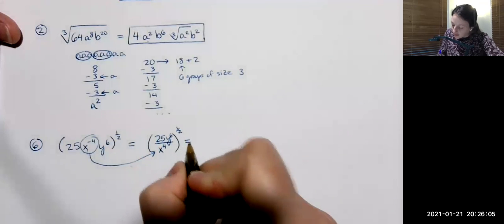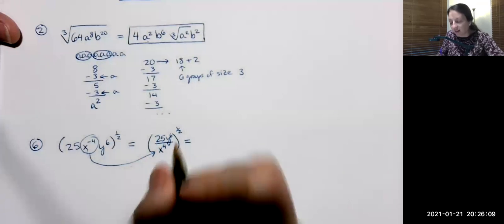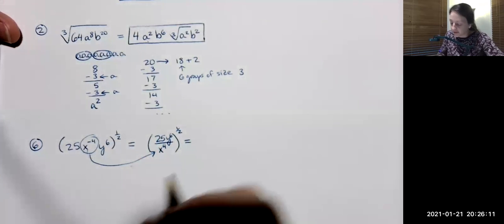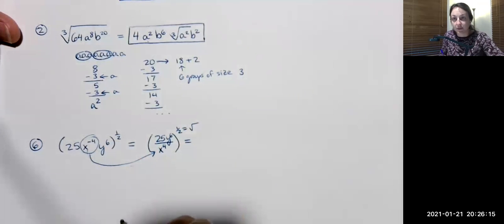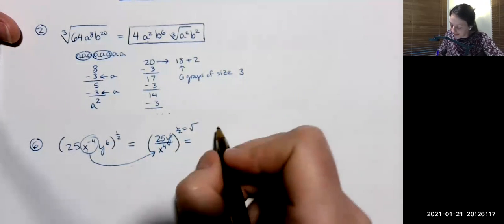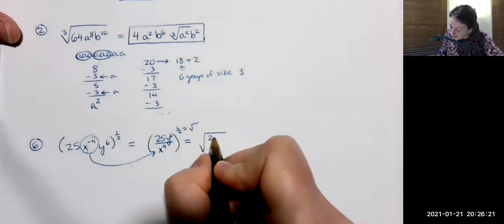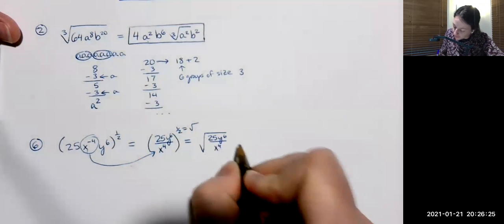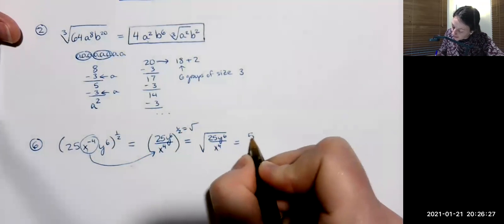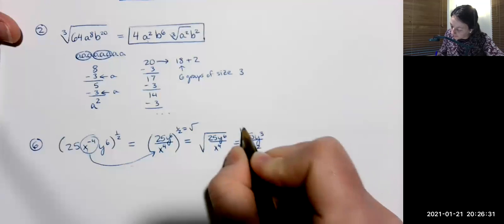All right, next, because I know how to deal with radicals, but I'm not quite so comfortable with 1/2 powers, keep in mind 1/2 power is the same thing as a square root. So I can just go in and say square root of 25y to the 6th all over x to the 4th, which gives 5y cubed over x squared.